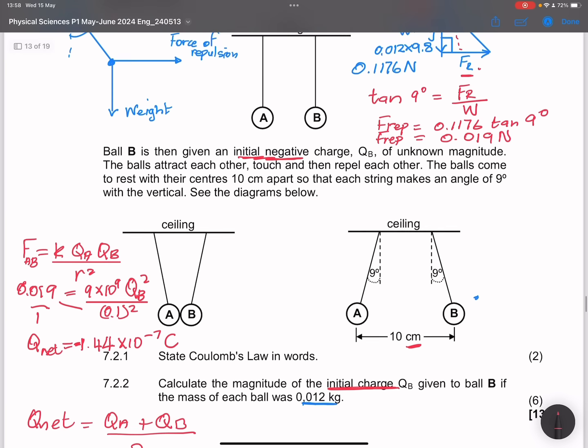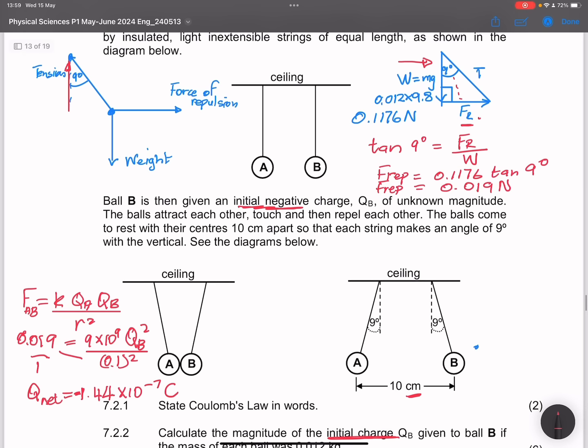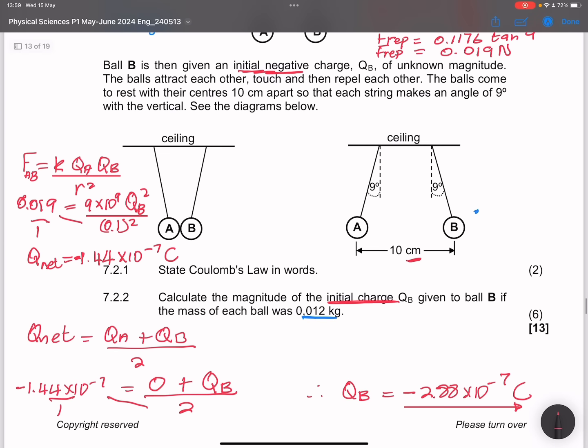Nothing wrong if you decided to use components of a force there. You would have said the vertical component of the tension would be equal to the weight in that case. You can find that vertical component, find the tension, and then find the force of repulsion. I just think that the triangular method is much neater, and so for me, it always is the option.